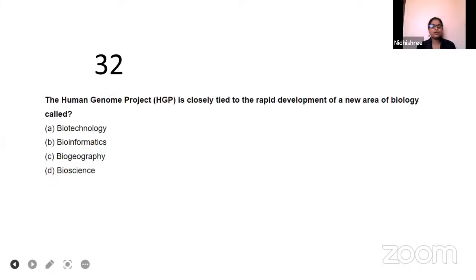The Human Genome Project, HGP, is closely tied to the rapid development of a new area of biology, which is called: option A, biotechnology; option B, bioinformatics; option C, biogeography; option D, bioscience. Who is going to answer first? Option B, ma'am, bioinformatics.